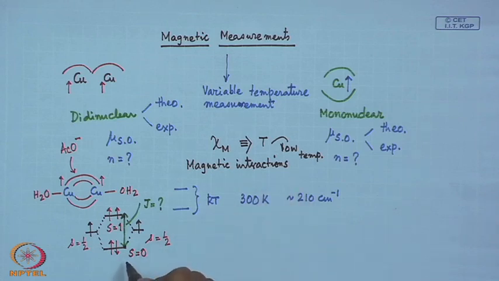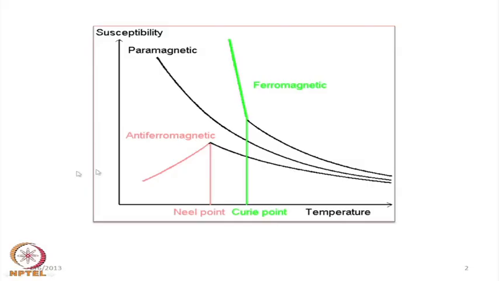And when this particular level is occupied, we get antiferromagnetic interaction, and when the upper level is occupied, we get a corresponding ferromagnetic interaction. So in case of antiferromagnetic interaction, this particular temperature is very important, and we consider it as the Néel point or Néel temperature, because this temperature is defined in such a fashion that above this critical temperature the system is more or less behaving like the simple paramagnetic system.